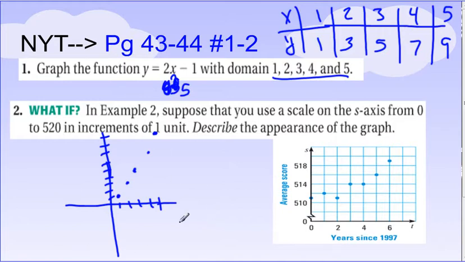So I did the best with what I could. If you have graph paper to use, awesome. If not, that's what we got to do. Now example 2 says, suppose you use the scale from 0 to 520 by units of 1 without the break in the scale. How would that change the graph?